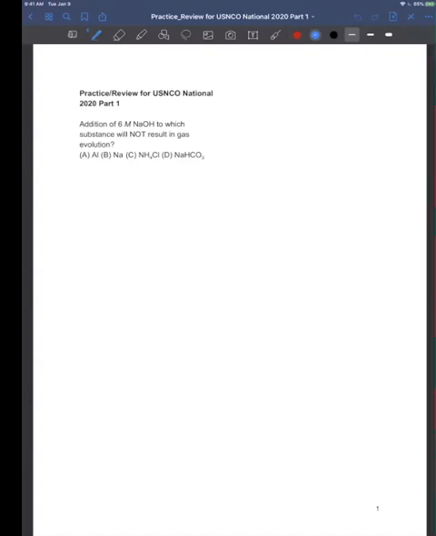So we'll quickly analyze. The first one will produce hydrogen gas. Second one, hydrogen gas. Actually, it's not even reacting with the sodium hydroxide. It just reacts with the water, right? Next one is ammonia gas. Makes sense, right? The last one will have a reaction of carbonate and water, but no gas evolved, right?